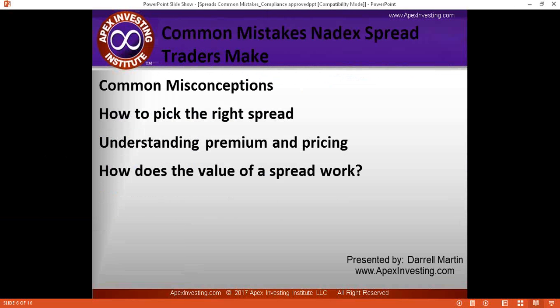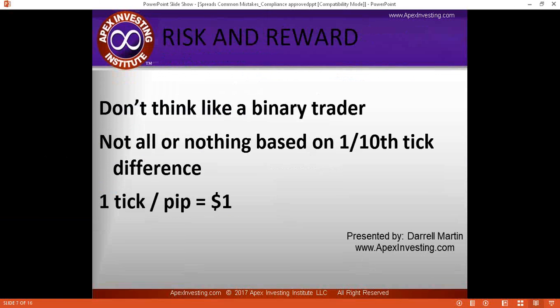Today, we're going to talk about common mistakes that Nadex spread traders make. We're going to talk about some common misconceptions that I've seen quite a bit of, and how those misconceptions can alter your perception and cause you to not choose the right spread for your strategy. And we're going to talk a little bit about the value of a spread and premium and pricing. We're not going to go back through and cover the basics of spreads again today.